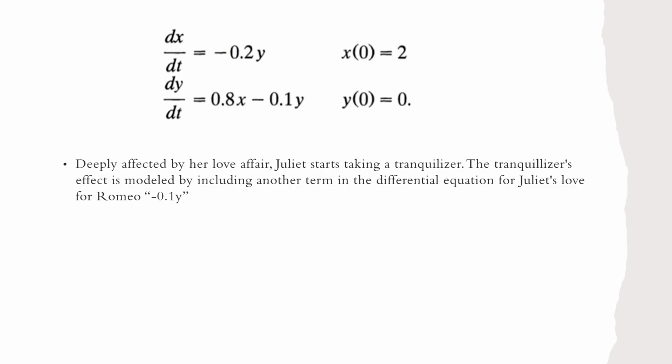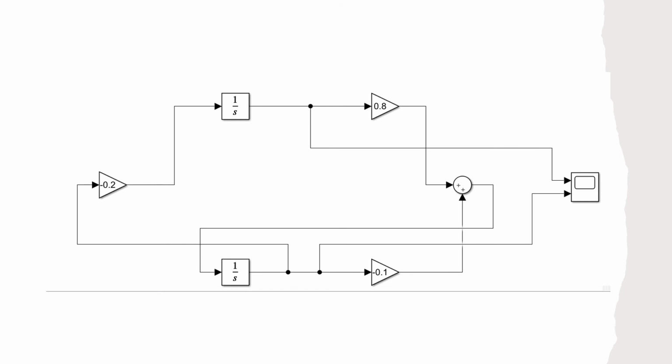In the article, the author explains that Juliet was deeply affected by her love affair, so she starts taking a tranquilizer. The tranquilizer's effect is modeled by including another term in the differential equation for Juliet's love for Romeo. That term is -0.1y. We keep the same initial conditions: for Romeo it is 2 and for Juliet it is 0. This is the block diagram that we used.